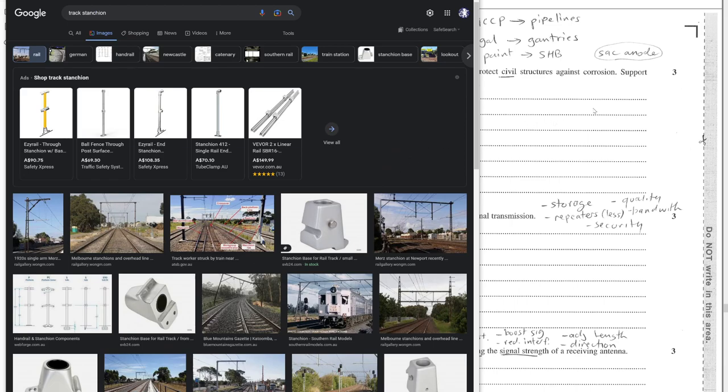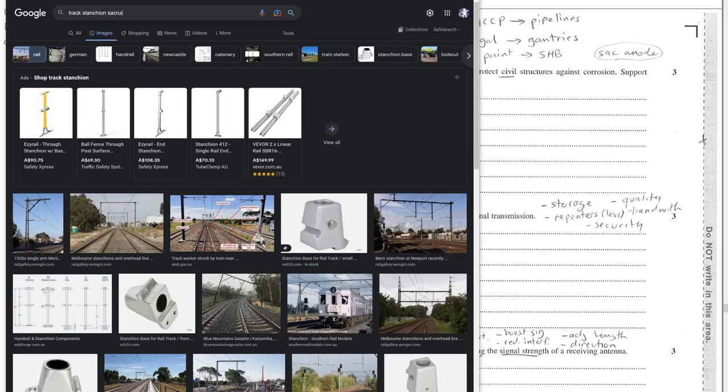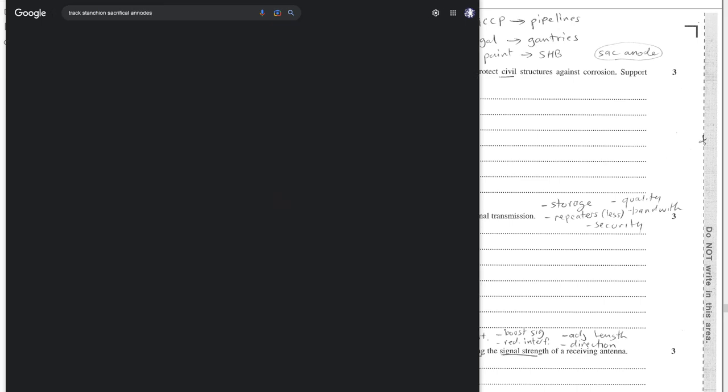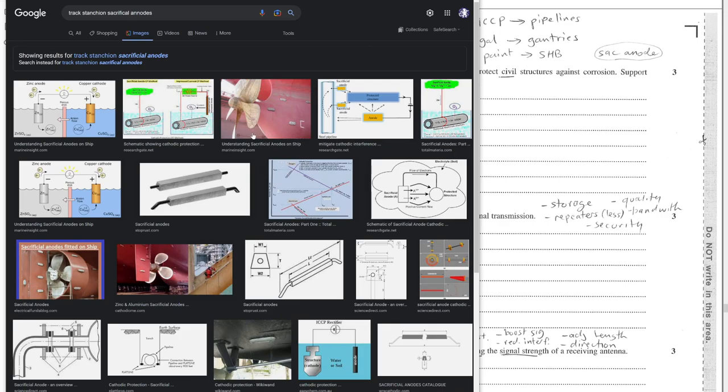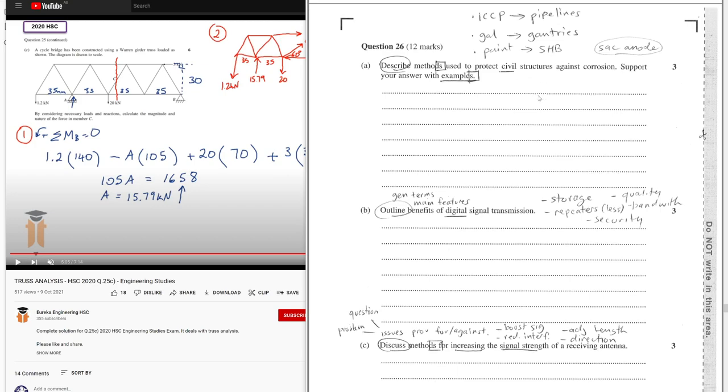Now, the HSC answer specifically says that we could apply sacrificial anodes to those. Hey, you know, maybe that's true. But I tend to associate sacrificial anodes with boats. And I say that as someone who has inspected and overseen the installation of stanchions and gantries. So, you know, what do I know? Lastly, paint. In the example, they talk about the Sydney Harbour Bridge being painted, and it provides sufficient protection.